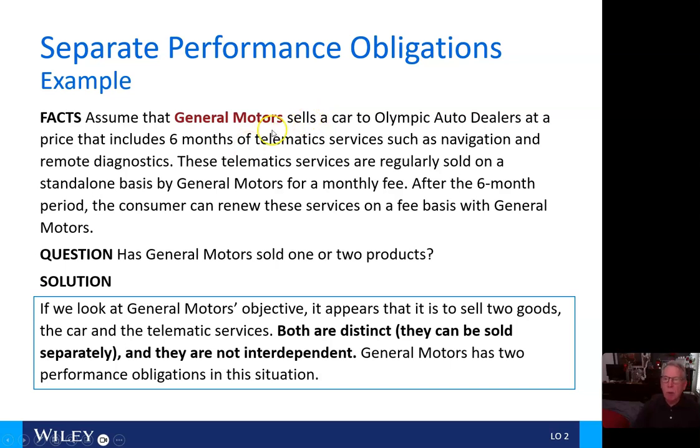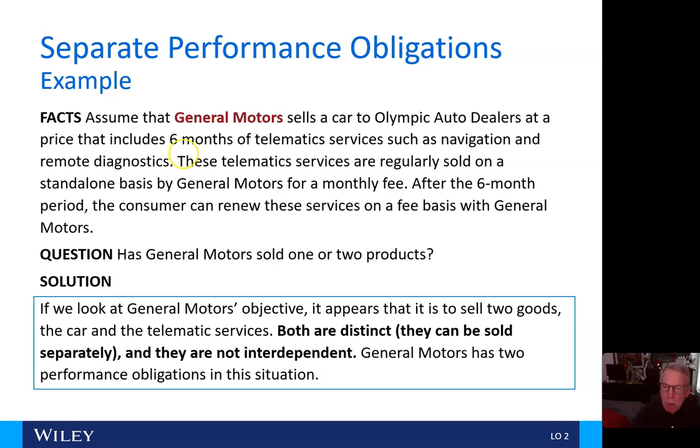Let's take a look at an example for separate performance obligation. Here, General Motors sells a car to Olympic auto dealers at a price that includes 6 months of telematics services such as navigation and remote diagnostics. These telematics services are regularly sold on a standalone basis by General Motors for a monthly fee. After the 6-month period, the customer can renew these services on a fee basis with General Motors. Has General Motors sold one or two products here?